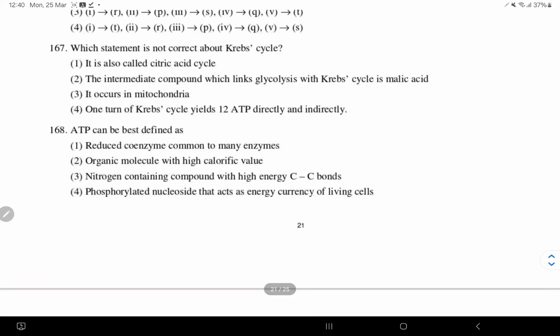This statement is not correct about Krebs cycle. It is also called citric acid cycle, right? The intermediate compound which links glycolysis with Krebs cycle is malic acid. This is wrong. So option 2 is wrong. Option 3, it occurs in mitochondria, right? One turn of Krebs cycle yields 12 ATP directly and indirectly, right?